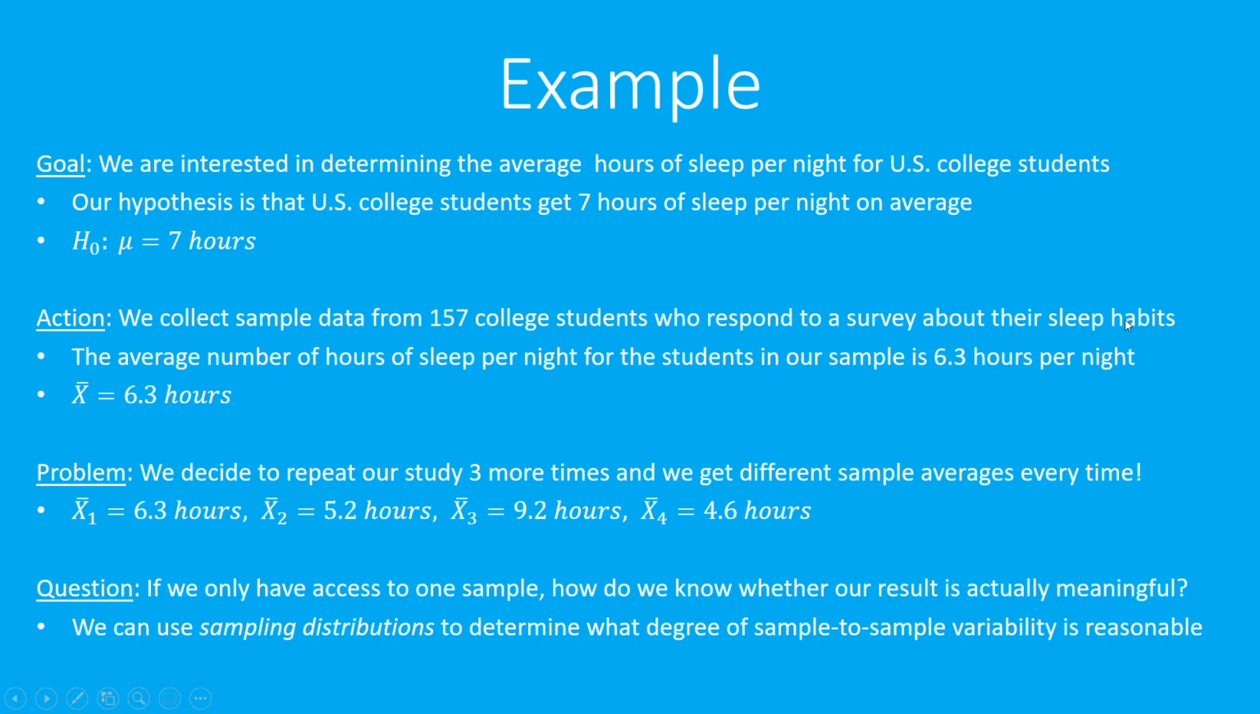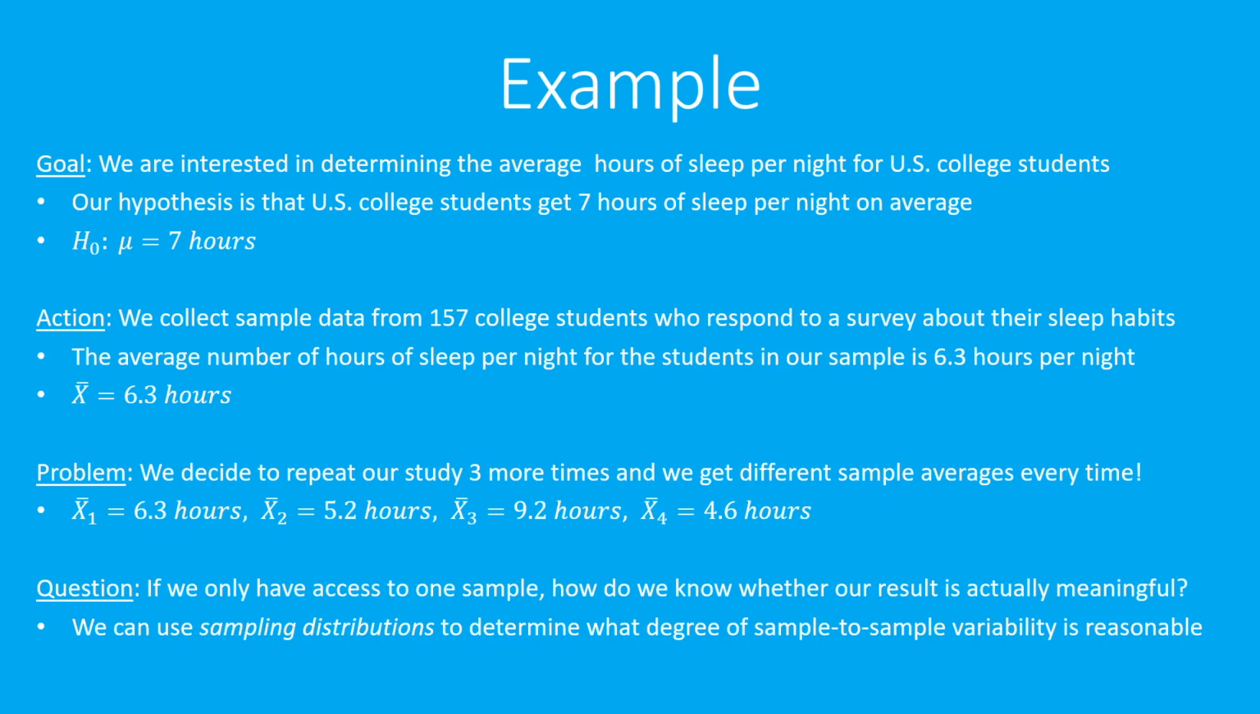To make this more tangible, as an example, we might be interested in determining the average hours of sleep per night for U.S. college students. We might have a hypothesis that U.S. college students get 7 hours of sleep per night on average. So in statistical notation, we might write that our null hypothesis, our starting hypothesis, is that the population mean mu is equal to 7 hours.